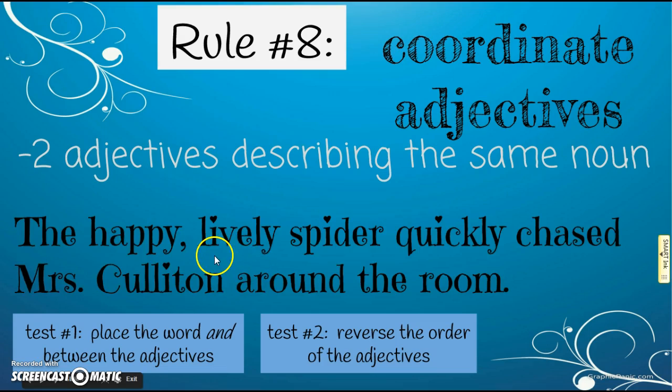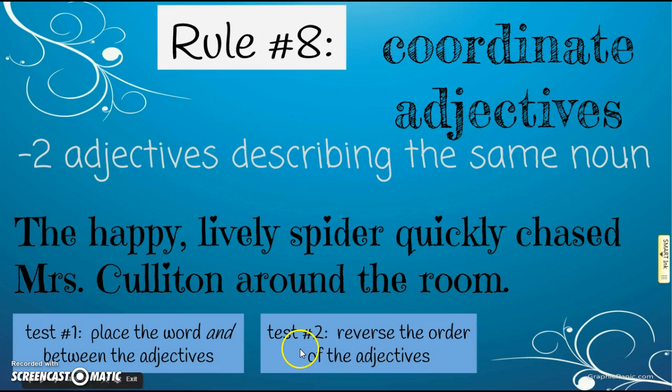My sentence says, the happy, lively spider quickly chased Mrs. Culleton around the room. I have a comma here. Happy describes the spider, and lively describes the spider. Just because I have 2 adjectives doesn't always mean that I'm going to use a comma. So let's test the first one. Place the word and between the adjectives. The happy and lively spider quickly chased Mrs. Culleton around the room. That makes sense the way it's written, so instead of saying happy and lively, I could take out that coordinating conjunction and just put in a comma.